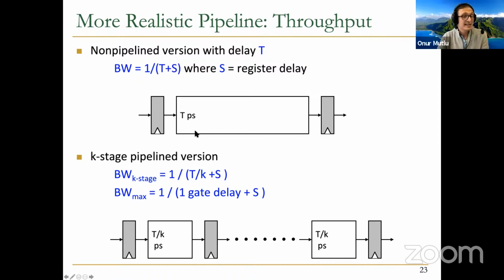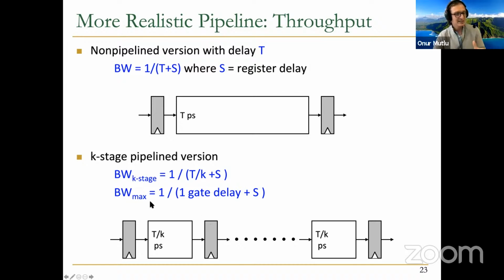Okay, now let's divide into k stages. We divide combinational logic to t over k. Assume that we perfectly divided the combinational logic still, which is not necessarily true. The bandwidth of the k-stage version is 1 divided by t divided by k plus s. So sequencing overhead remains the same, basically. That's the key idea over here. You're not getting rid of the sequencing overhead. So as a fraction of your bandwidth, sequencing overhead actually starts increasing.